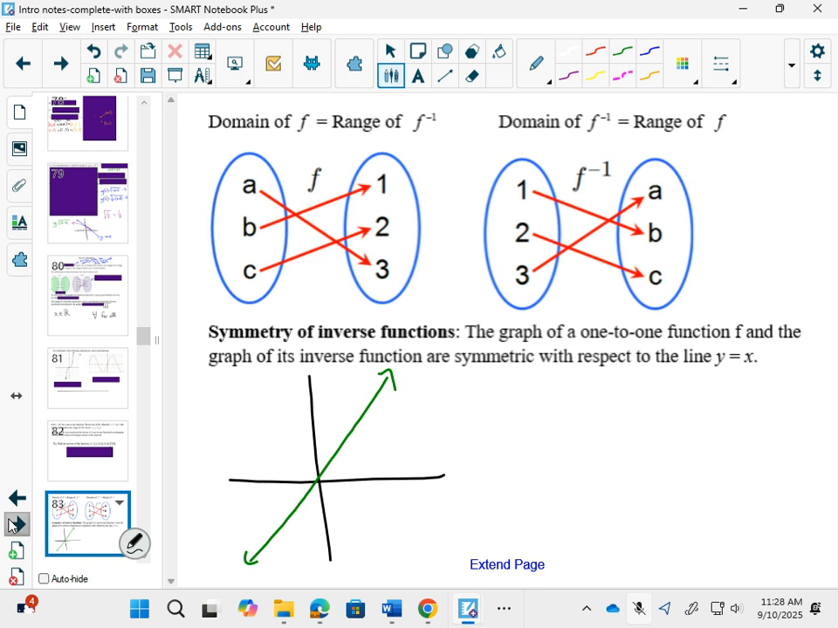So if I took a horizontal line, y equals 3, and reflect it over this line, x and y switch, and I would get x equals 3. Horizontal lines would become vertical lines, and that's a perfect reflection over that diagonal line. So we say that it's symmetric with respect to the line y equals x.